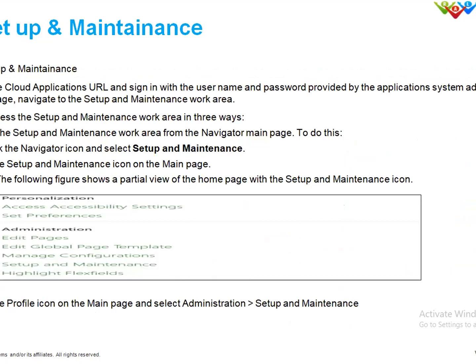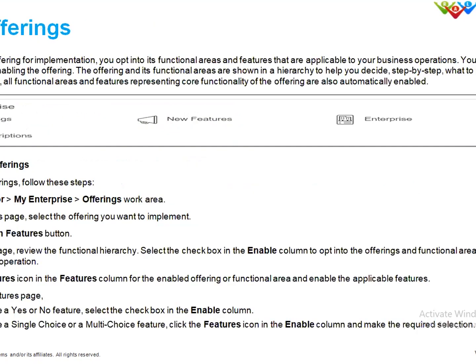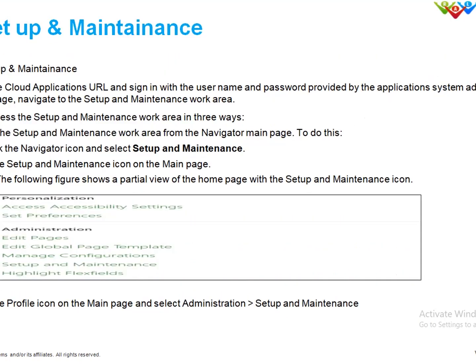Then we have setup and maintenance, which we are going to show you. Basically, in Oracle Cloud, they have segregated your transactional part and your configuration part. For all of your modules, setup and maintenance is a common area wherein you can configure and set up all your tasks for the respective modules. So they have centralized all the configuration. Okay. Then we have offerings we are going to show you on the system.